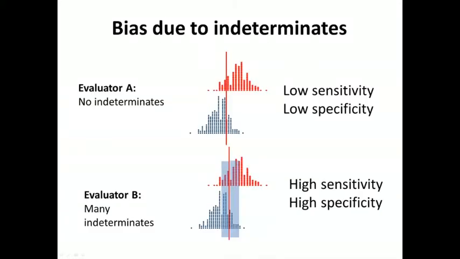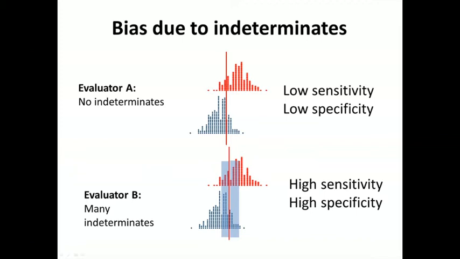And then there's another one, bias due to indeterminates. So let's imagine that there's two different people evaluating cases. Evaluator A is very decisive, classifies every single patient that he sees. So this person is going to have low sensitivity and low specificity because they're going to make mistakes, right? There's going to be some that are misclassified. Evaluator B is much more tentative and says, there's just many I don't know. I'm not going to make a diagnosis.